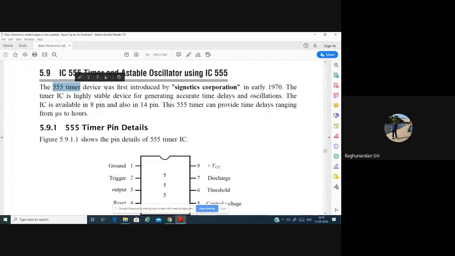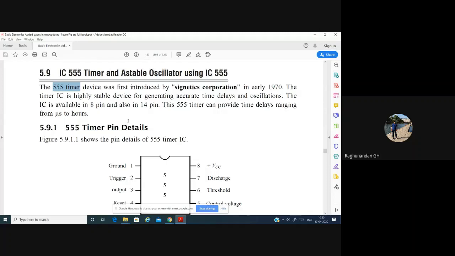The 555 timer device was first introduced by Signetics Corporation in early 1970. The IC is a highly stable device for generating accurate time delays and oscillation. The IC is available in 8 pin and also in 14 pin. There are two variants. This 555 timer can provide time delays ranging from microseconds to hours.